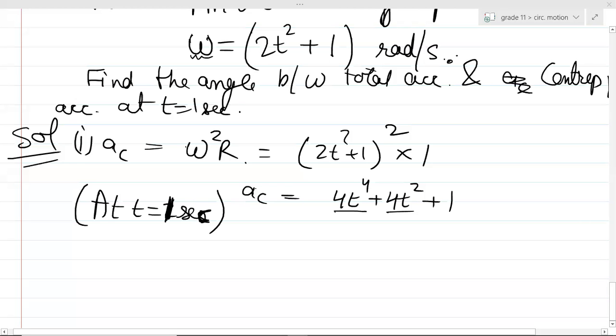So at t equals 1 second, acceleration centripetal. Hello. Can you hear me now? I think my net connection went completely. Can you hear me now, everyone? So now the centripetal acceleration is basically 4t to the power 4 plus 4t square plus 1, into 1. So basically it will be this. So at t equals 1 second, the acceleration will be equal to 4 plus 4 plus.